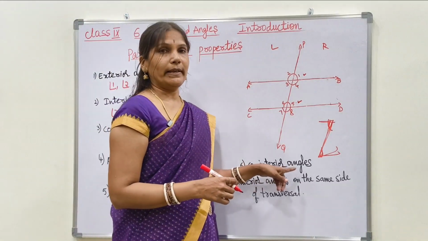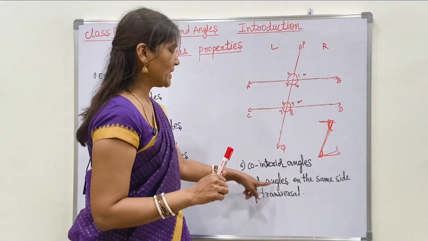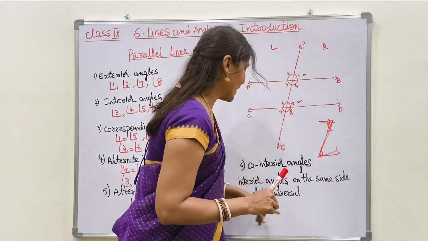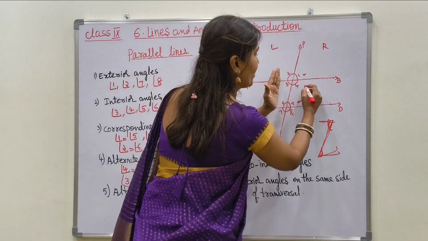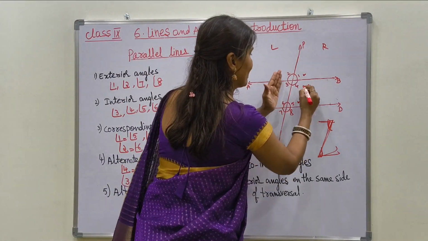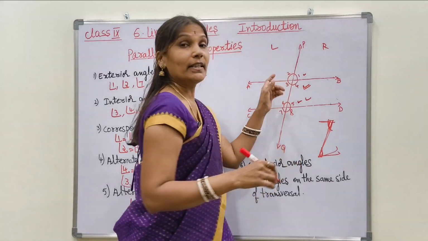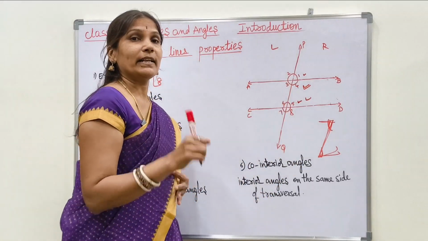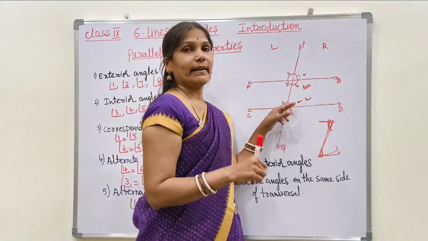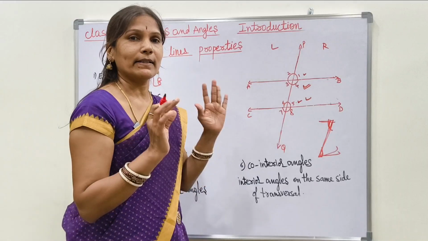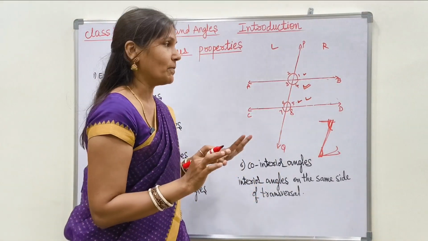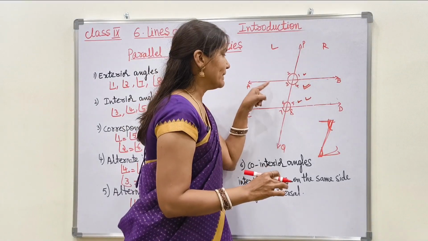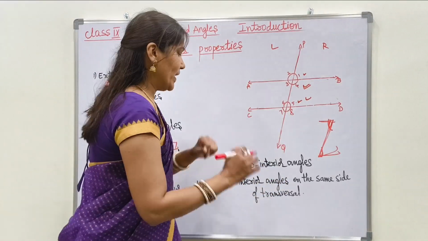Next, co-interior angles. Co-interior angles means interior angles on the same side of the transversal. See, this transversal is there, which means these two interior angles are on the same side of the transversal. These two angles sum to how many degrees? 180 degrees. Interior angles on the same side of the transversal sum to 180 degrees. Angle 4 plus angle 5 is equal to how many degrees? 180 degrees. Angle 3 plus angle 6 is also 180 degrees.